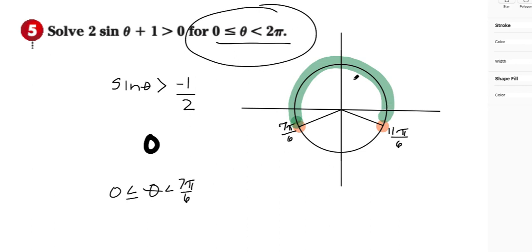But that only takes care of this part. So now we also need a little bit more. Another part of that solution is this little bit here. And so we're going to also say that theta can be greater than 11 pi over 6, not including 11 pi over 6, all the way up to and including 2 pi. We could choose to not allow the 2 pi because it's already kind of included with the 0, but I'm just going to allow it there. All right, so this is our solution.